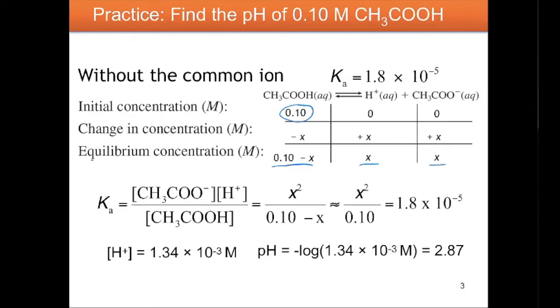Now, if we put all this into the equilibrium expression and solve for pH, remember, since Ka is small, we can ignore that X, making the math a little bit easier. And when we find the pH, it ends up being 2.87.